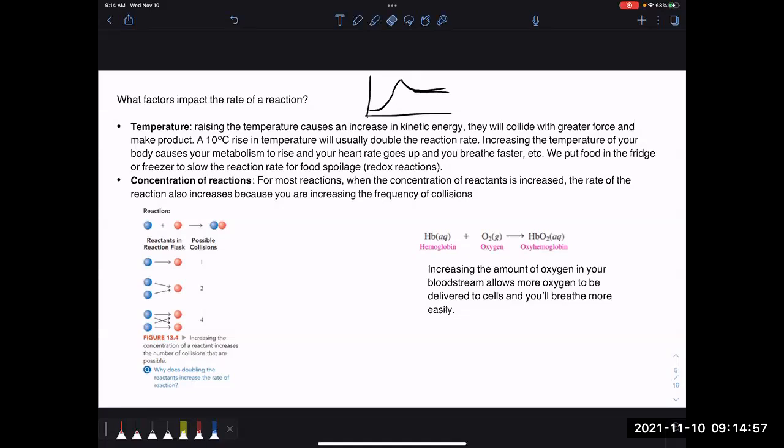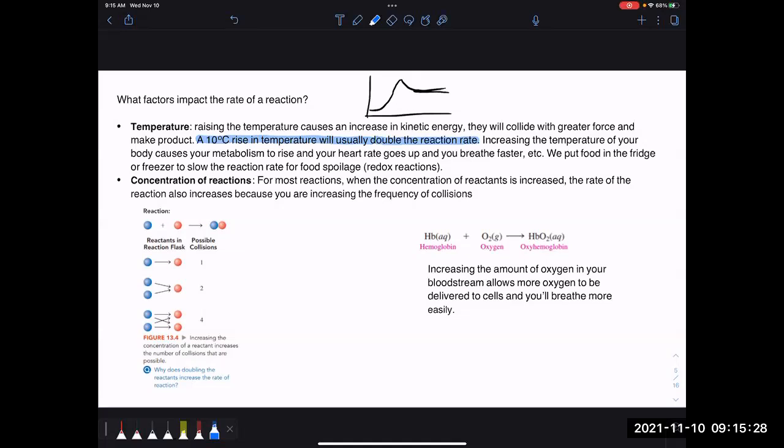And then as a rule of thumb, a 10 degree rise in temperature will usually double the reaction rate. Rule of thumb. So if you increase the temperature of your body, it causes your metabolism to rise and your heart rate goes up and you breathe faster. And we can put food in the fridge or freezer to slow reaction rates or food spoilage.